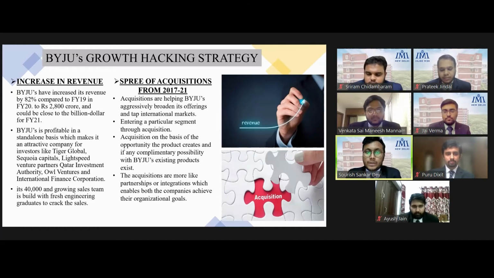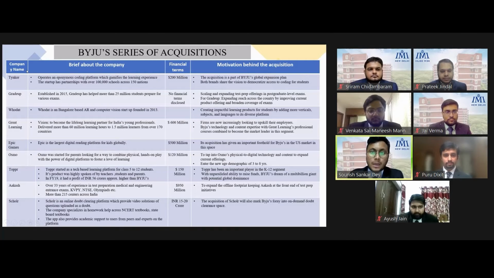Apart from the increase in revenue, the acquisitions that took place from 2017 to 21 have helped Byju's in entering different market segments, and it also helped Byju's aggressively broaden its offering and tap into international markets. These acquisitions are more like partnerships and not like buyouts, which basically enables both the companies to achieve their organizational goals. Over the years, these are the list of the companies that Byju's has acquired. There are a few more also, but these are the main companies that were acquired.